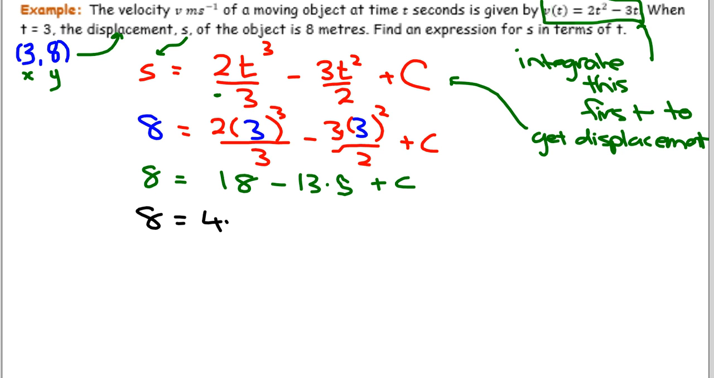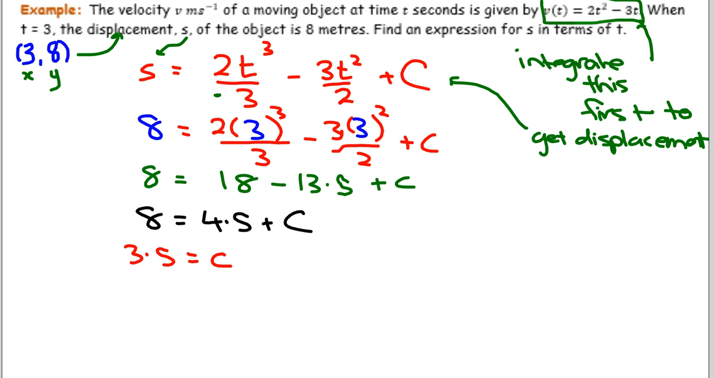4.5 plus C is going to equal 8. C equals 8, subtract 4.5. What's that? Is it 2.5? No, that's 3.5. So, we've found our wonderful C.